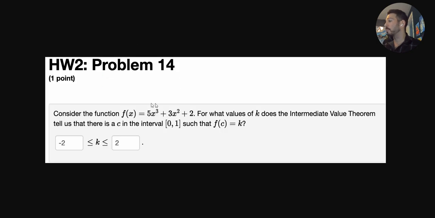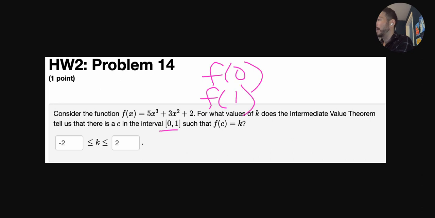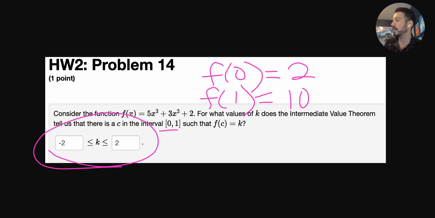All right, so then what I would do is I would just plug in, and I would get f of 0, because we want to know where these y values are on this interval, and f of 1. F of 0 is 2. F of 1 would be 5 plus 3 plus 2. So that's 8, 9, 10, okay? Now, I don't know if I can agree with this. I'm kind of confused because we know that it's going to go between 2 and 10, okay?